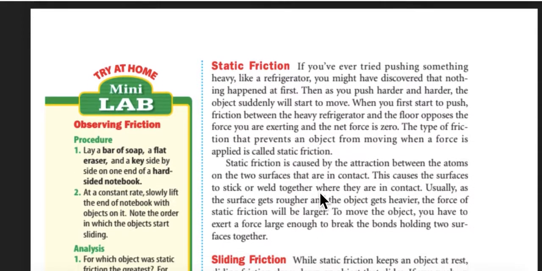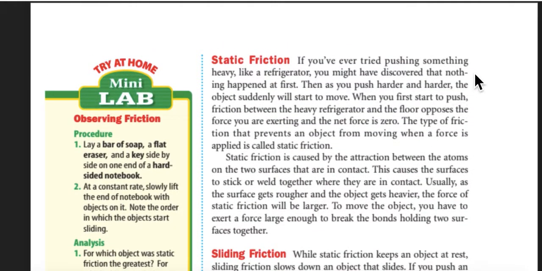Let's look at some types of friction now. The first, static friction. If you ever tried pushing something heavy, like a refrigerator, you might have discovered that nothing happens at first. Then, as you push harder and harder, the object suddenly will start to move. When you first start to push, friction between the heavy refrigerator and the floor opposes the force you are exerting, and the net force is zero.